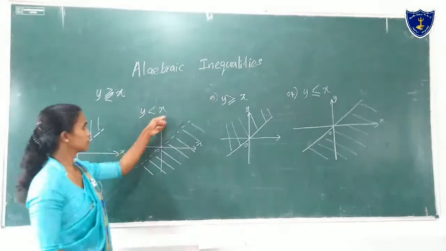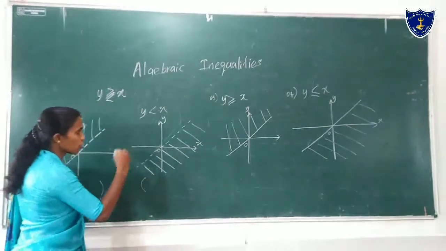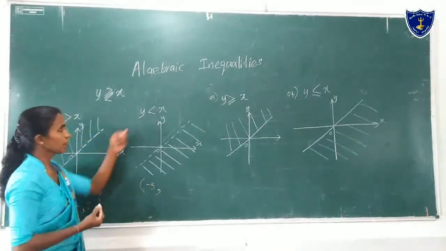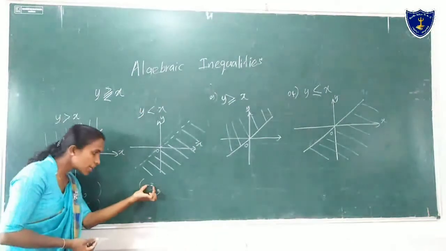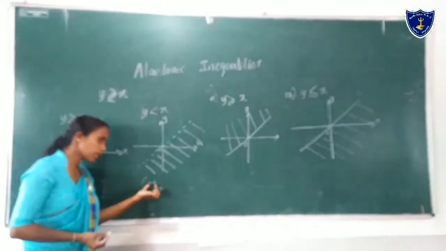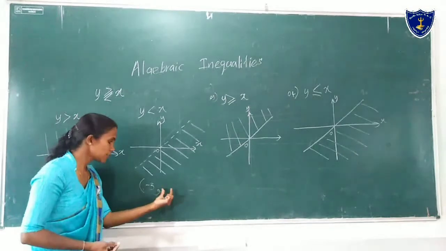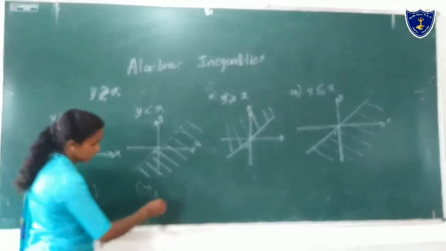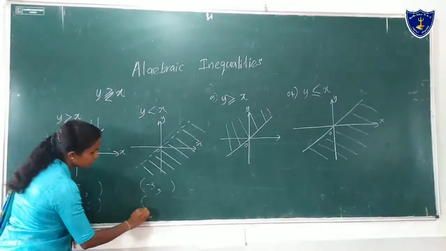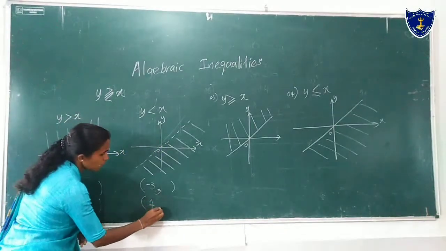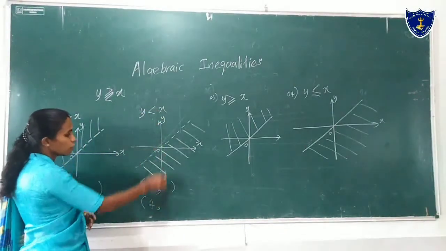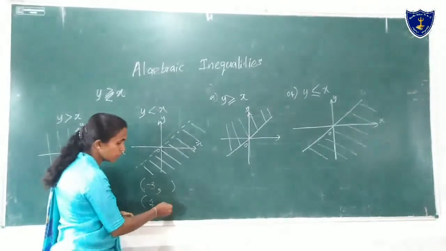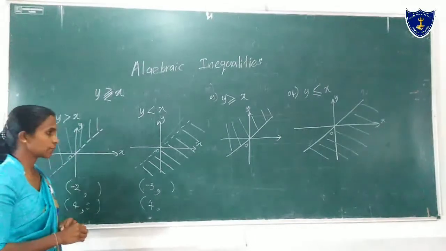Here, what is the coordinate? X coordinate, if you take negative 3 as the x coordinate, y coordinate should be less than negative 3. It means we have to take y coordinate as negative 4, negative 5, negative 6, any value you can take. If you take positive 4 as the x coordinate, y coordinate may be 3, 2, 1, 0, any negative value you can take.